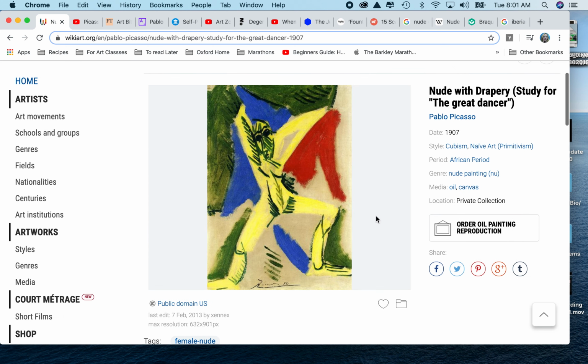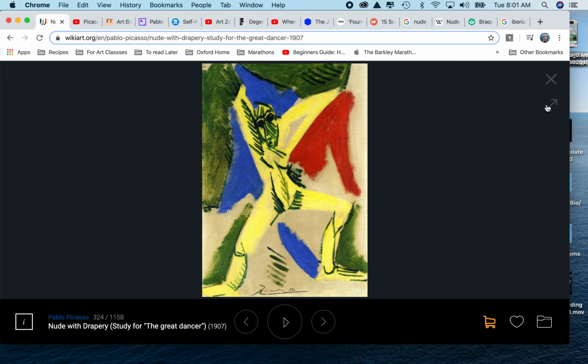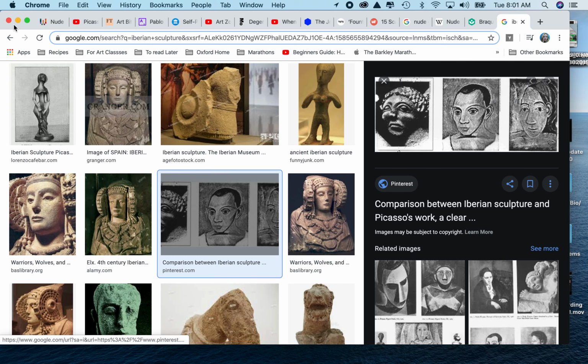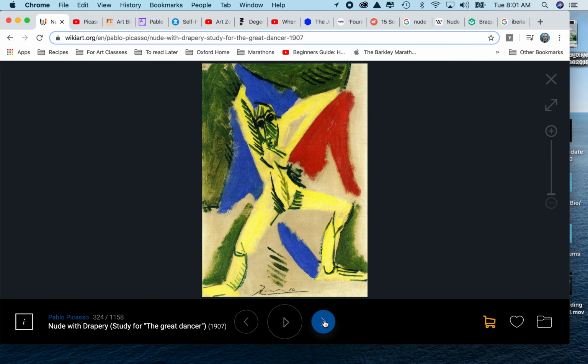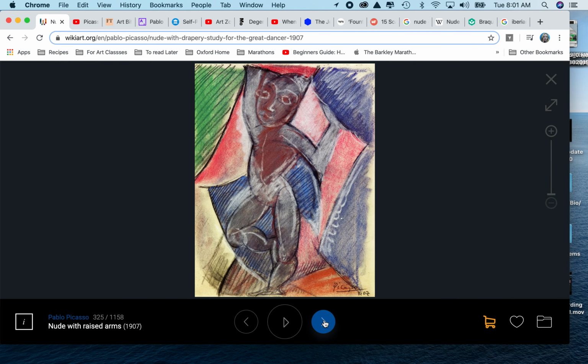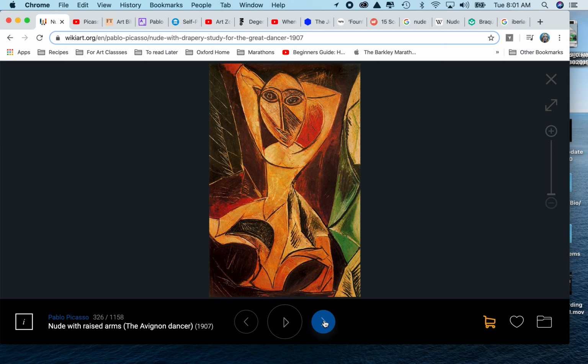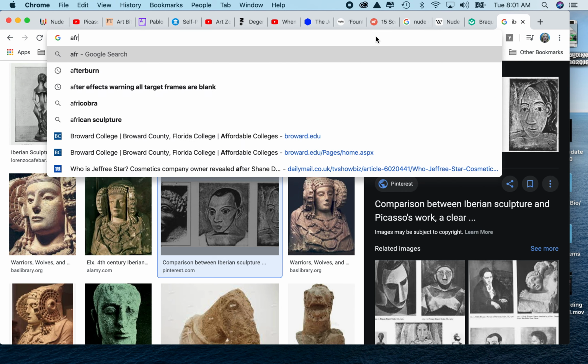So Primitivism is basically making work that looks like primitive cultures, or what would be considered primitive cultures at that time. It's a term that we don't like anymore. But creating work that harkens back to other forms of art.